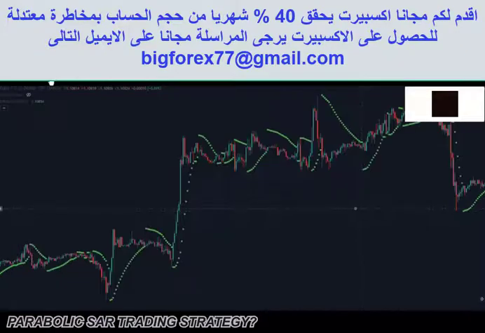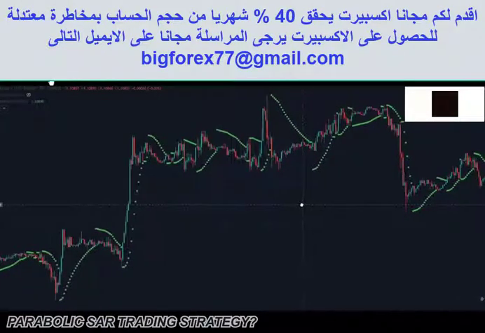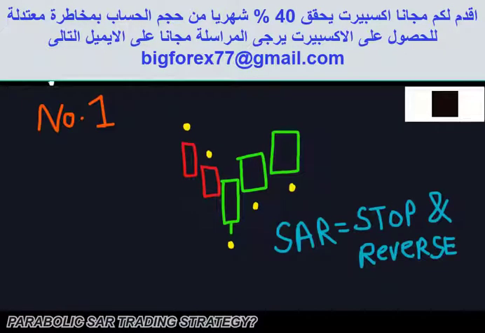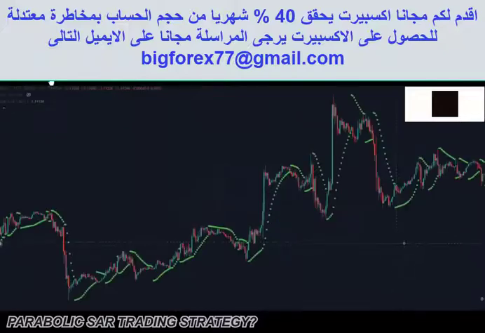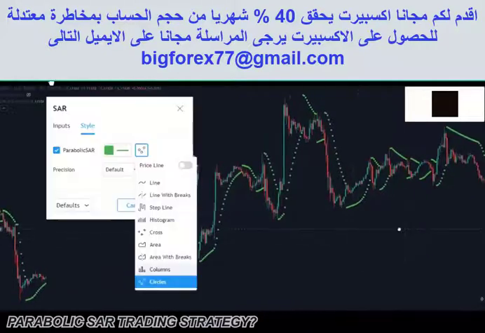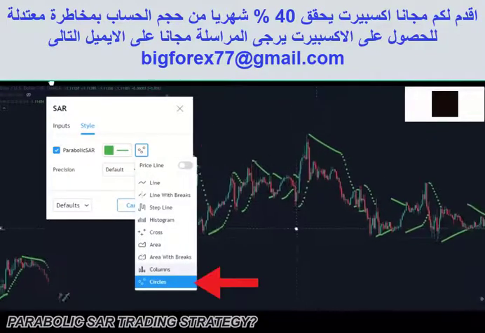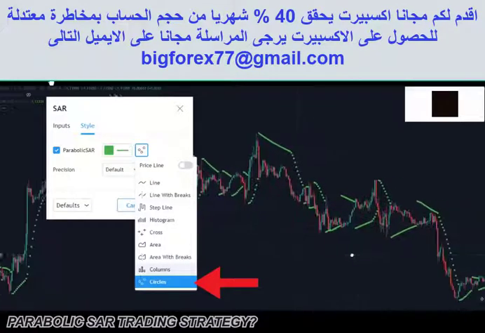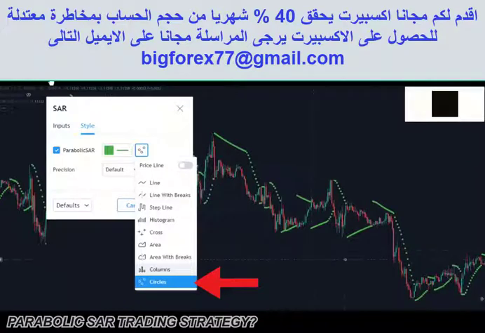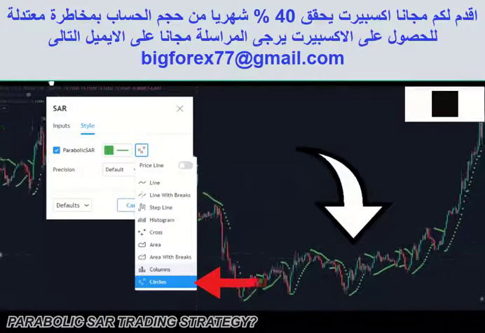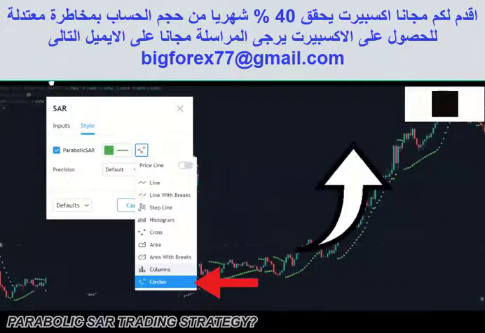Here are some important things to note about the parabolic SAR indicator. Number 1. The parabolic SAR dots flip when the price stops and changes direction. In other words, parabolic SAR uses a method called SAR, or stop and reverse, to find the entry signals. Number 2. On most trading platforms, the parabolic SAR will appear as a series of dots. If the dots are above the candles, the market is in a downtrend. And if the dots are below the candles, the market is in an uptrend.